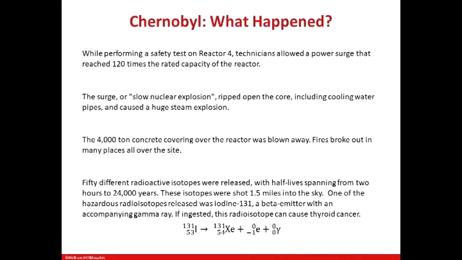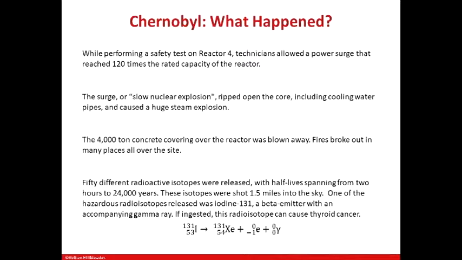So basically it ripped the core apart. That's what happened. 4,000 tons of concrete blown away. That's a lot of concrete. And it was blown away because this is like dropping a nuclear bomb, 100 times Hiroshima. That's what they did. Okay?